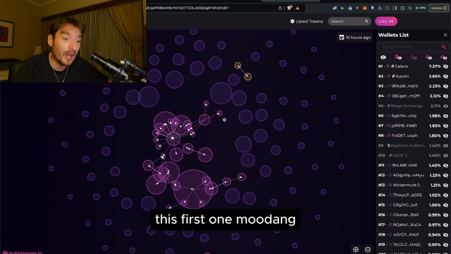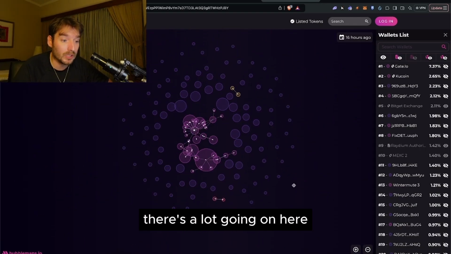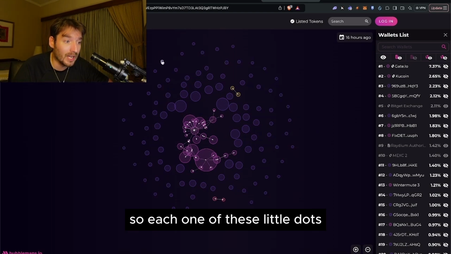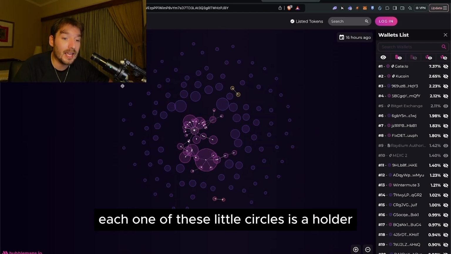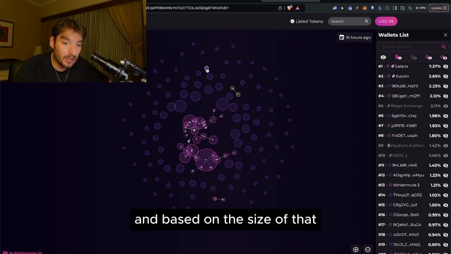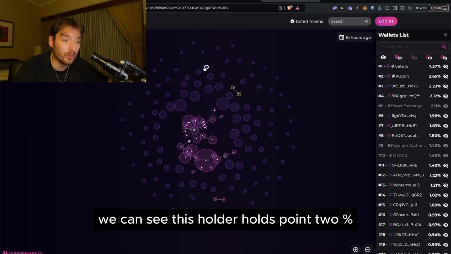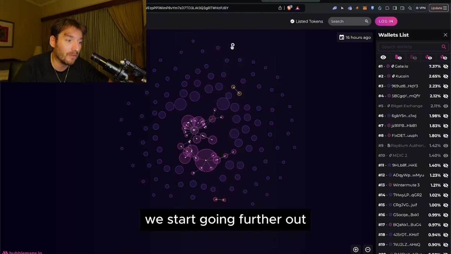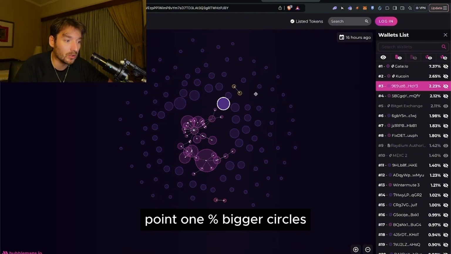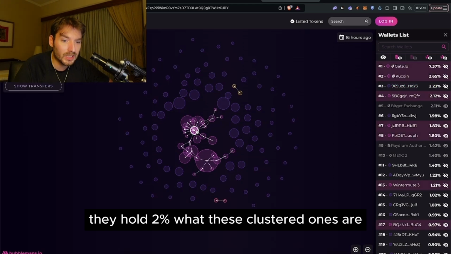This first one, Moodang. So we can even see right off the bat, there's a lot going on here. Each one of these little dots, each one of these little circles is a holder. And based on the size of that is how much they actually hold. So what that means is if we click on it, we can see this holder holds 0.2%. We start going further out, 0.1%. Bigger circles, they hold 2%. And what these clustered ones are.